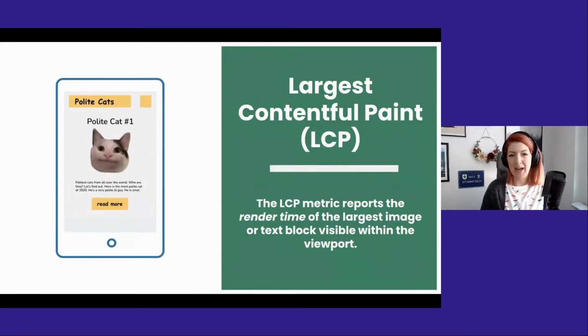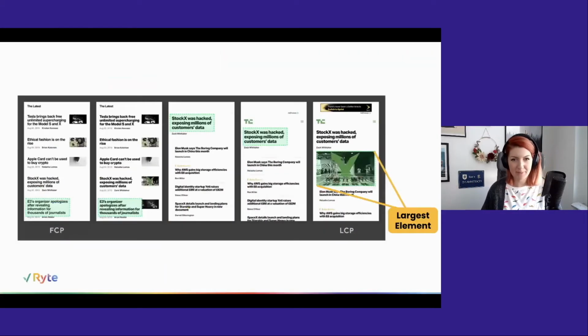So first of all, we have LCP, largest contentful paint, which reports the render time of the largest image or text block visible within the viewport. So in this instance, it's the polite cat image there. So as a page loads into view, like what we see in this trace here, the largest contentful paint element will keep changing. So this metric is a great way to know when the above the fold, so the most critical content and information, has reached a relevant frame.